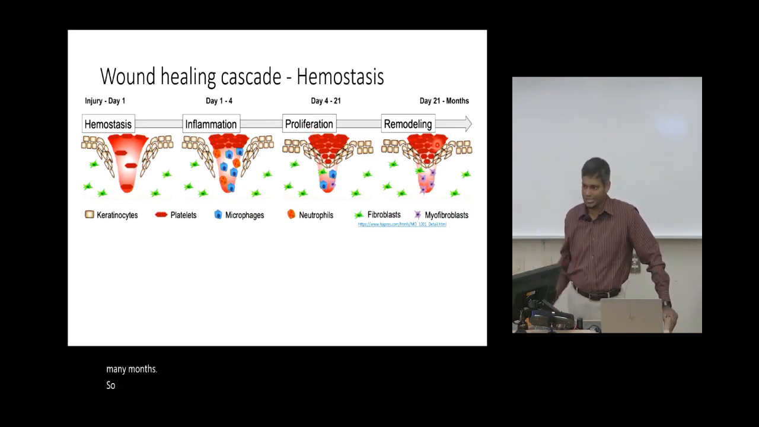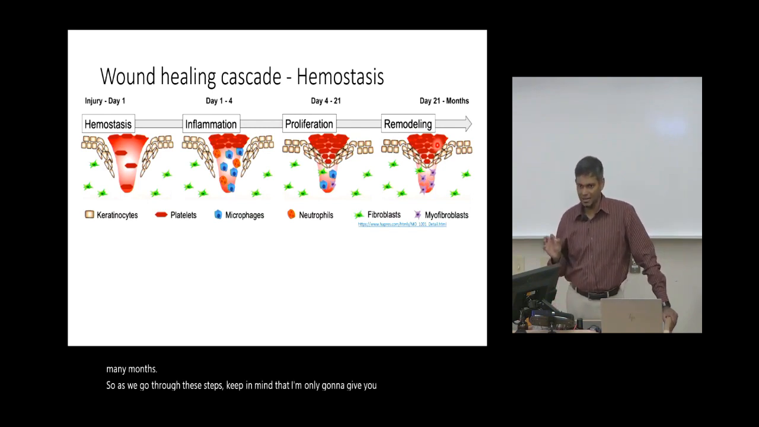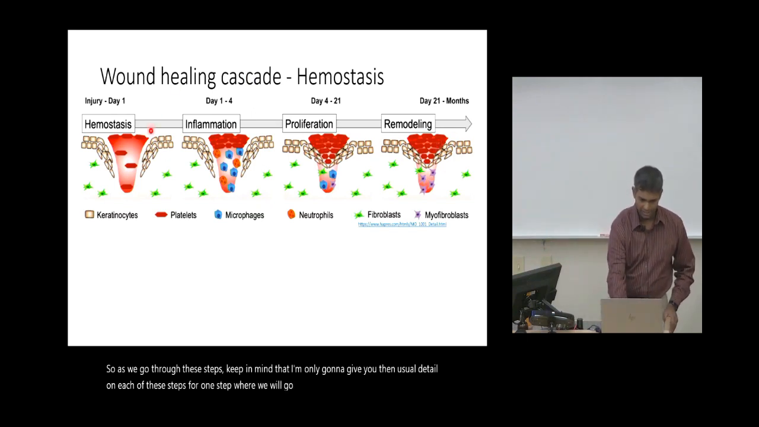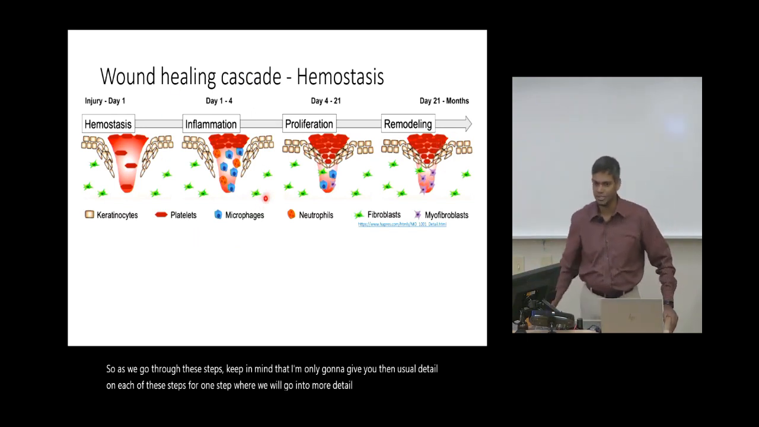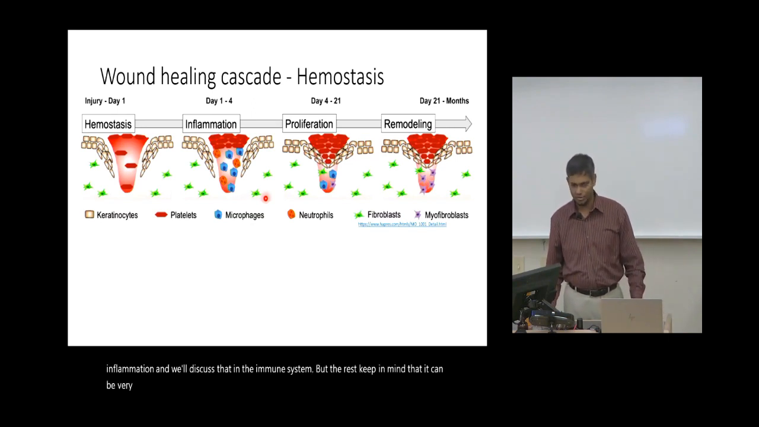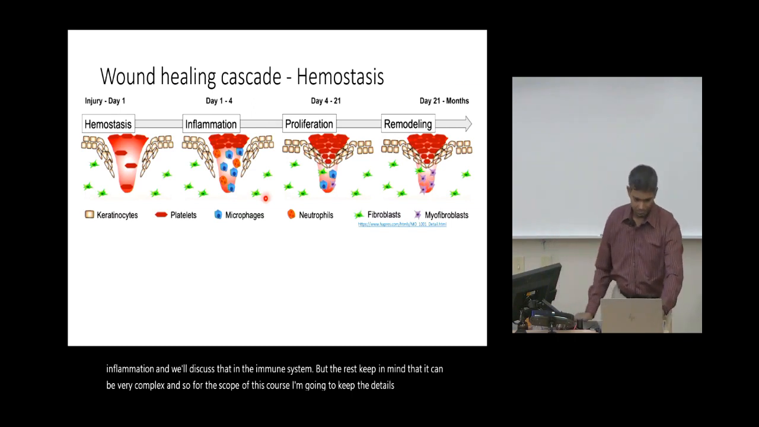As we go through these steps, keep in mind that I'm only going to give you very little detail on each of these steps. The one step where we will go into more detail is step two, which is inflammation, and we'll discuss that in the immune system. But for the rest, keep in mind that it can be very complex, and so for the scope of this course, I'm going to keep the details limited.